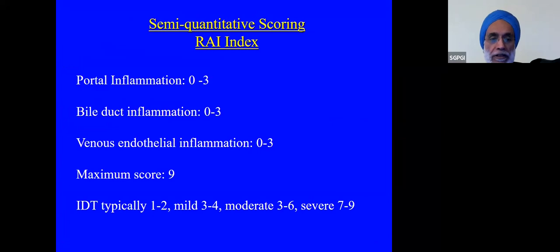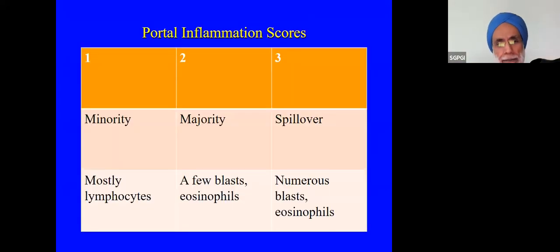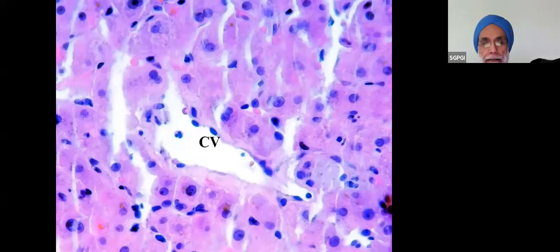And as you know, we score inflammation in the portal tracts from 0 to 3, duct damage from 0 to 3, endothelial inflammation from 0 to 3. So we can give a score of 9. And typically a mild rejection is 3 to 4, severe is 7 to 9. And I won't really go into the details of how you score these portal inflammations. Let's skip it for the sake of time.